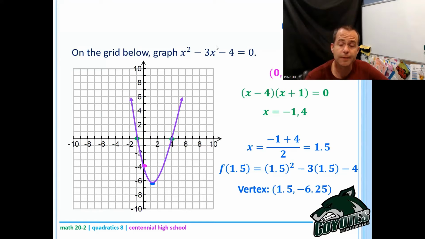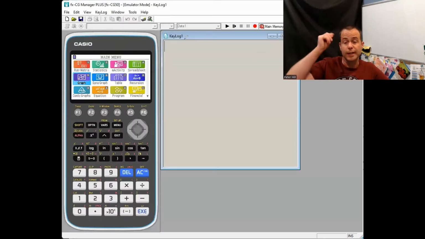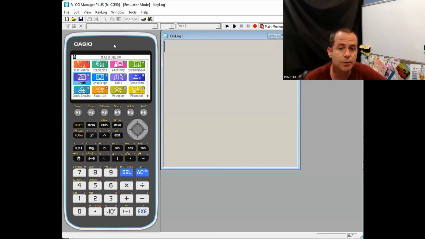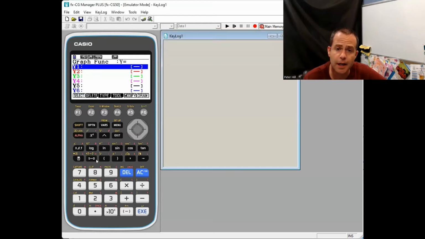So on your graphing calculator, we're just going to review the same process of how to get this. On a Casio, you're going to press menu, and then you're going to go to the graph. If you have a newer model, that's probably option 5. If you have an older model, that's probably option 3. Okay. And then if you have a TI, you're going to press the y equals button. That would be just around here on your TI graph.